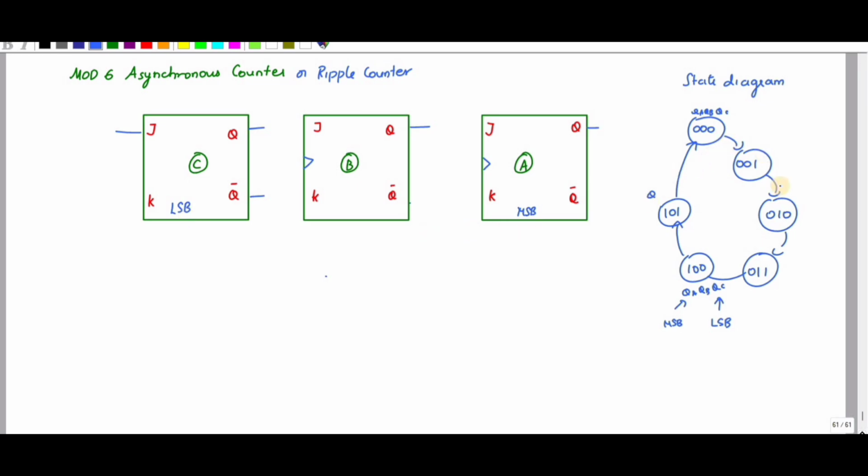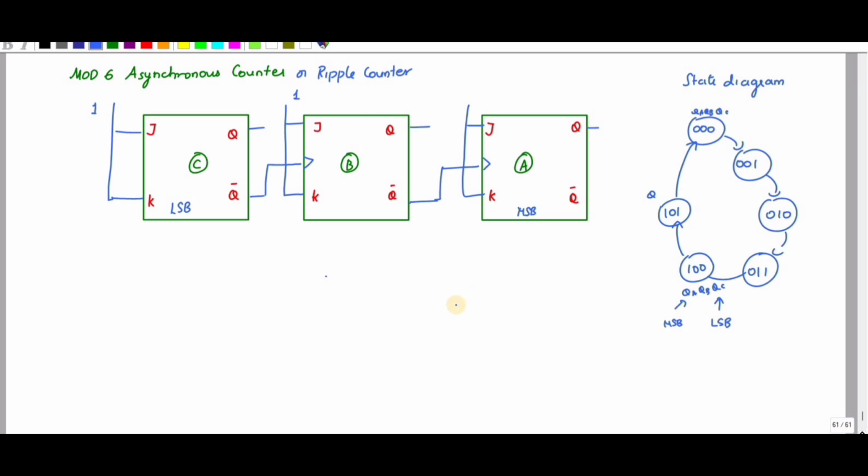Okay, so since it is an up counter, you can see it goes from 0 to 1, 1 to 2. So you have to connect this Q bar to the rising edge of the next stage. Since it is an asynchronous counter, the output of the flip-flop is connected to the next flip-flop's clock input. And you know that you have to give the inputs JK as 1 1, always the JK value should be 1 1.